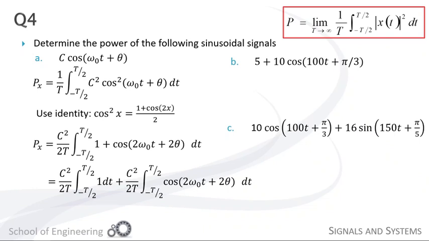But what about the cos 2 omega naught t term? If I integrate that, I'm going between minus T on 2 and T on 2, and this is 2 omega naught, so essentially I'm integrating over 2 cycles. But what's the integral? If you look at the area under it, you'll have positive and negative, and it'll end up being 0, because I've got 2 full cycles. And that's what it ends up being.